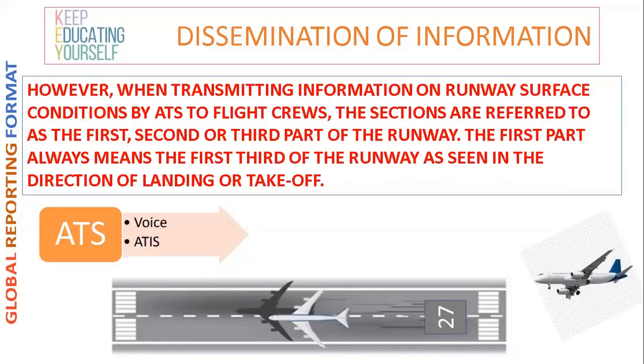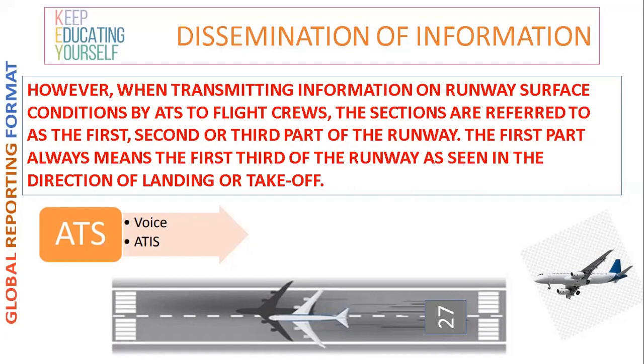Now, as per Doc 4444, there is more responsibility on the air traffic service part. We have learned so far that whatever runway condition report, global reporting format or SNOWTAM is generated, it is done for the lower runway designator. However, when transmitting information on runway surface condition by air traffic controller to pilot, the sections are referred to as the first, second, or third of the runway.